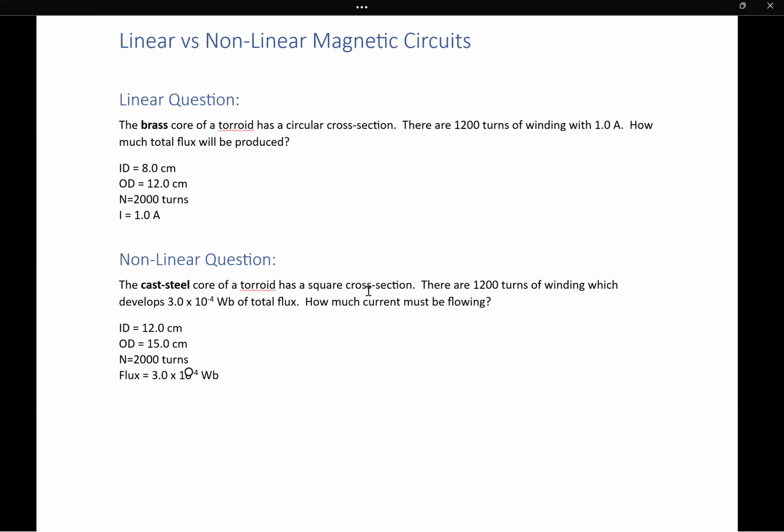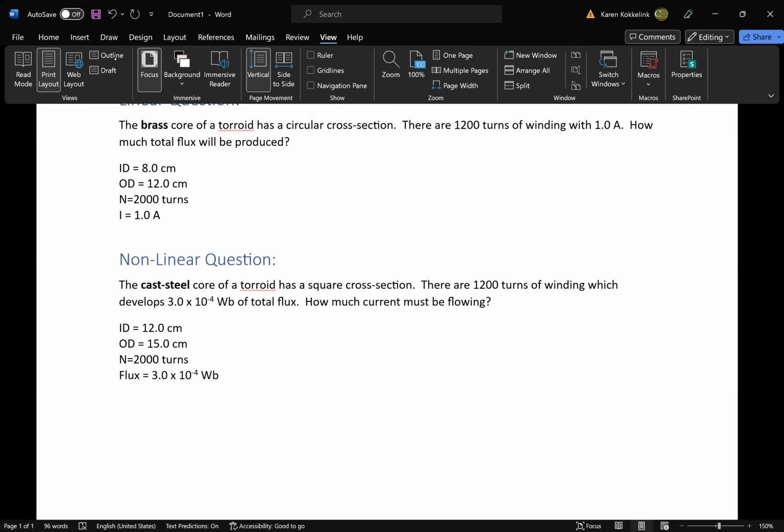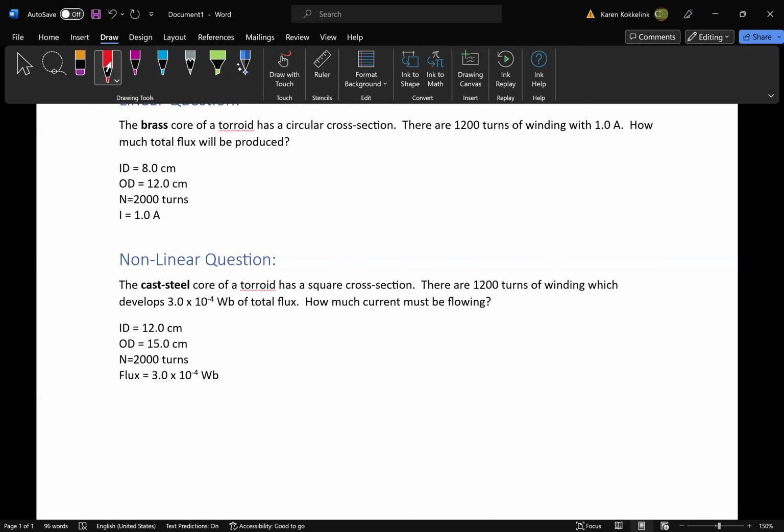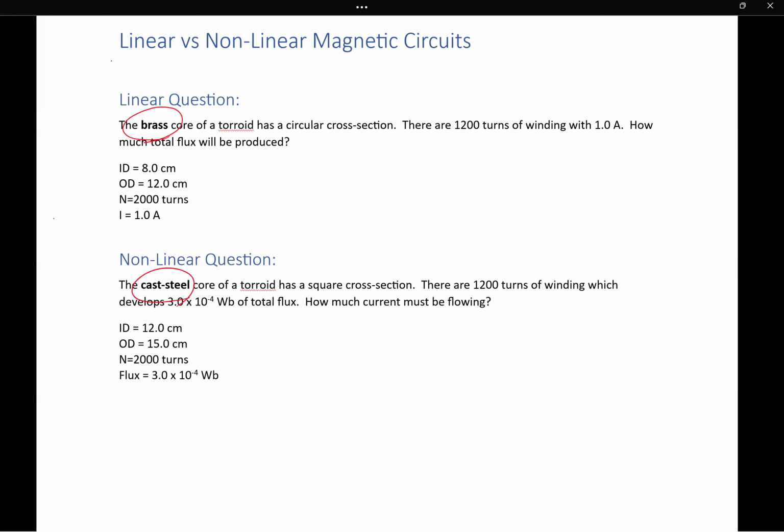Well, what matters is what it is made out of. If you are analyzing magnetic circuits, it depends on the material. What we should really be looking for when we first attempt a question like this is what it's made out of. Brass is very different than cast steel. Brass definitely has a constant relationship between flux density, which is our amount of magnetic flux over the cross-sectional area, and magnetic field strength. It's a constant relationship. It is that of free space.